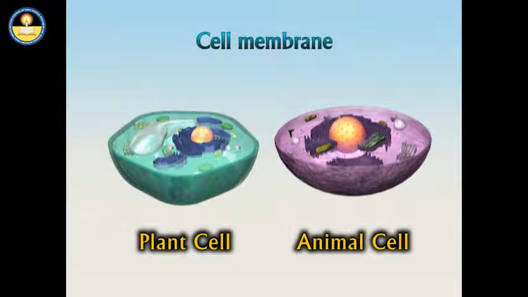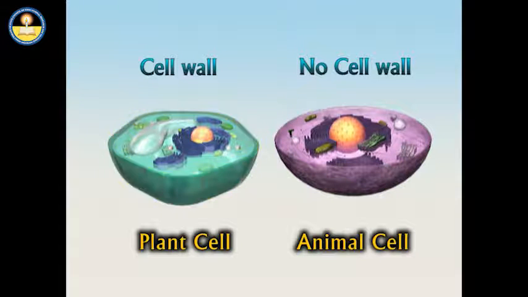When we compare the structure of these two cells, both are covered by a thin membrane known as cell membrane. But the cell membrane of a plant cell is also surrounded by a tough membrane known as the cell wall.